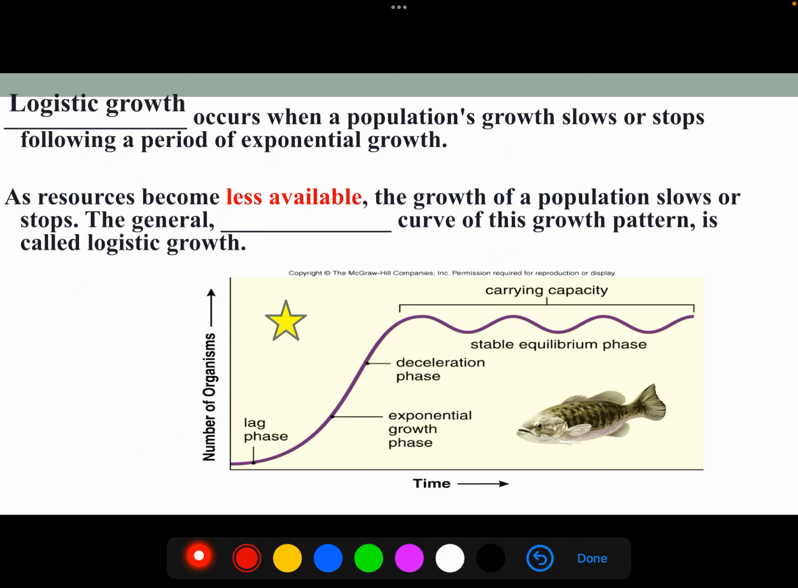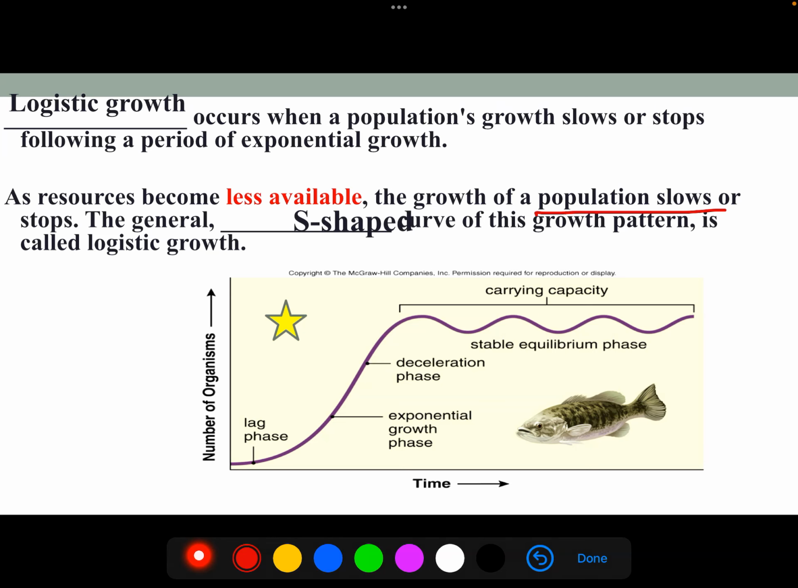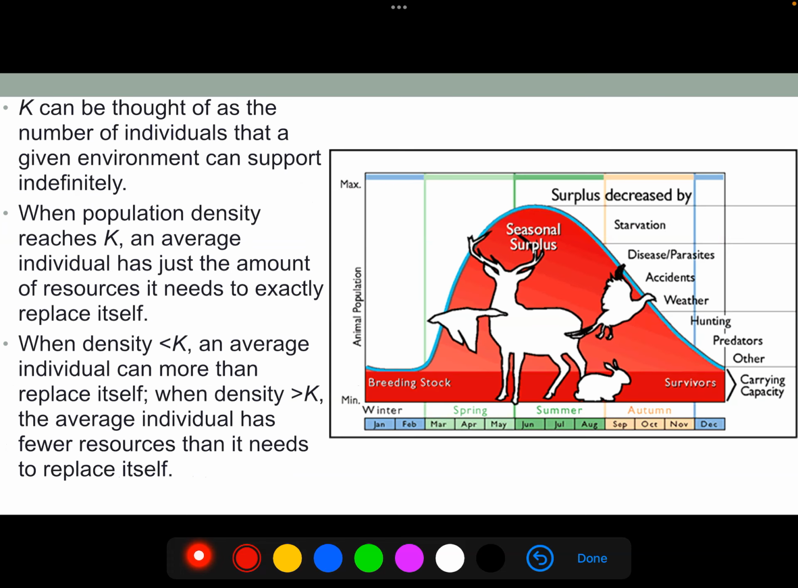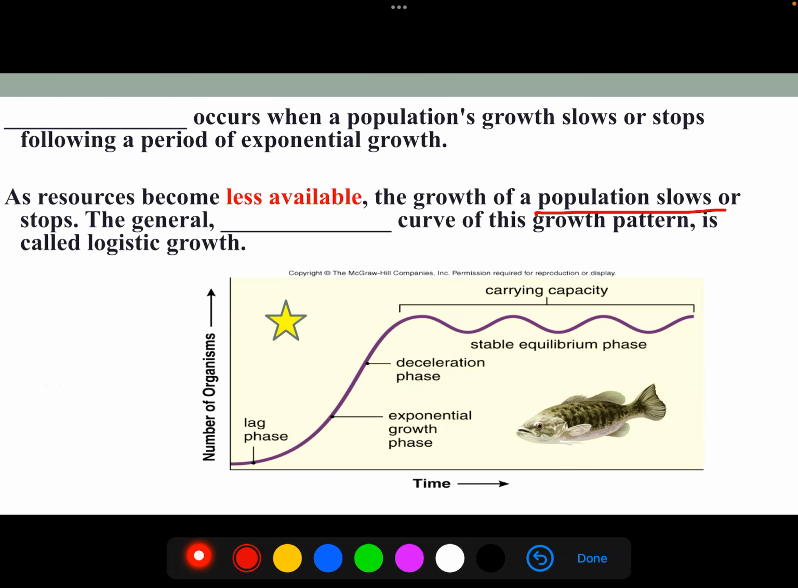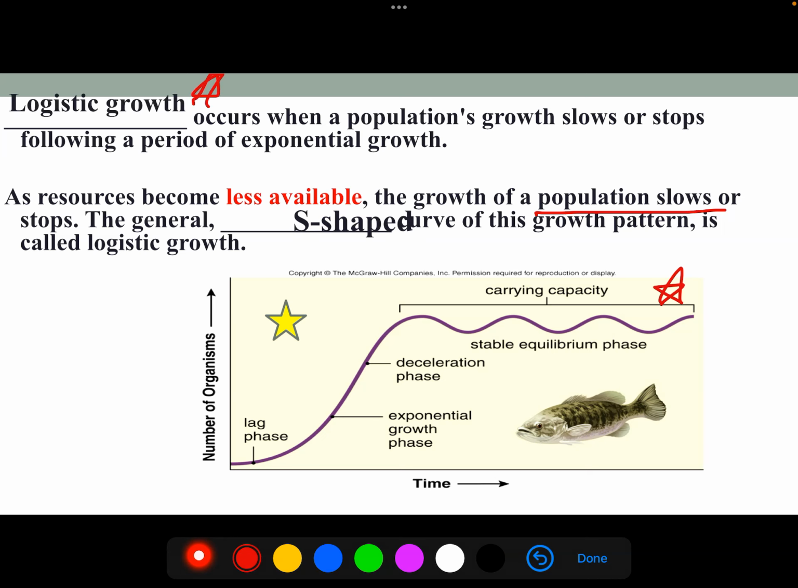But that doesn't happen in real life, right? We run out of resources. Eventually, population growth slows. And so this leads us to logistic growth. I would know this graph here. It's logistic growth and S-shaped. So you can see it starts with the exponential, but then it fluctuates around the carrying capacity, which we'll define here in a second.